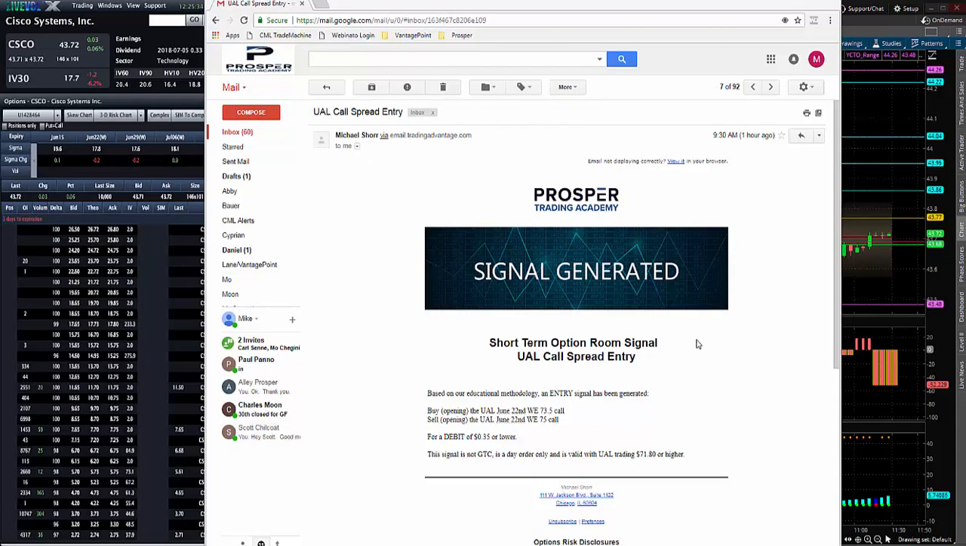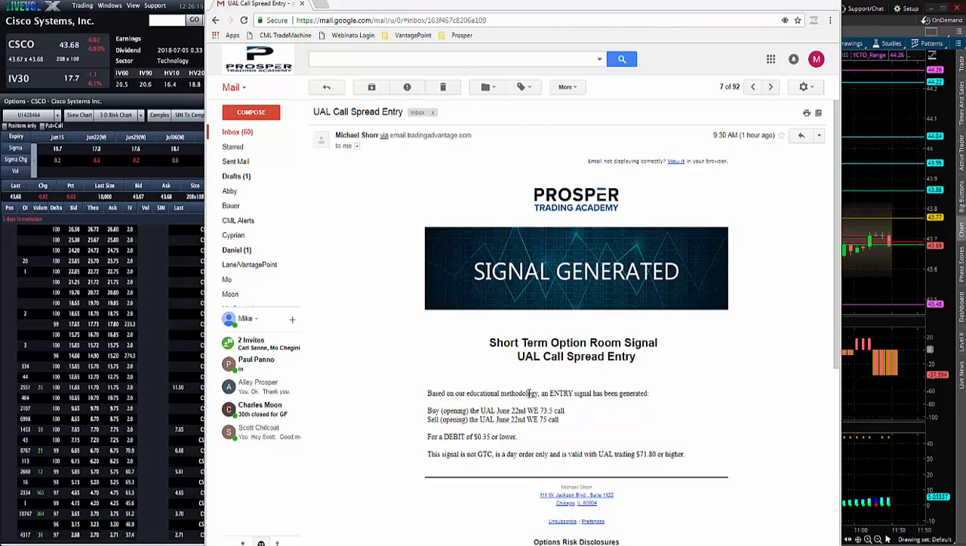Okay, so you're going to see the short-term option room signal. You're always going to see the ticker symbol and then what it is. Typically, since we are doing relatively short-term directional plays in here, they're all going to be call or put verticals. That's what is going to come out of here, because we're strictly trading on direction, not doing anything with implied volatility like we do in the options volatility room, as the name suggests. So you're going to see UAL call spread entry, or if it's an exit, it's going to say exit here. If you see an exit signal come out and you're not in it, then obviously there's nothing to do.